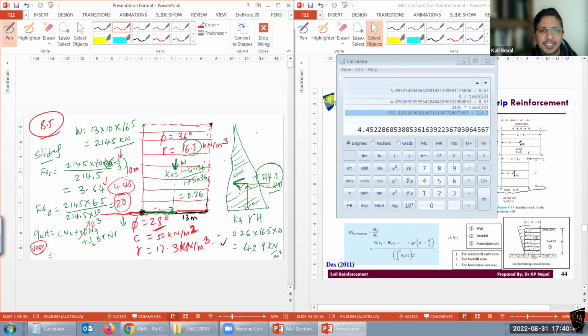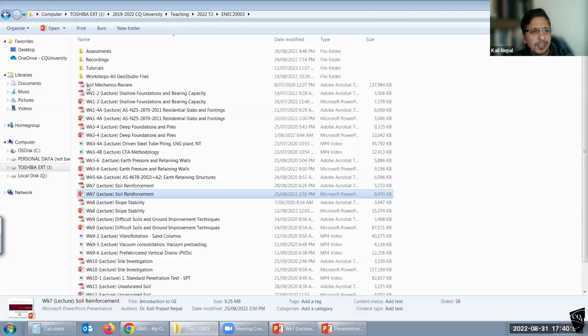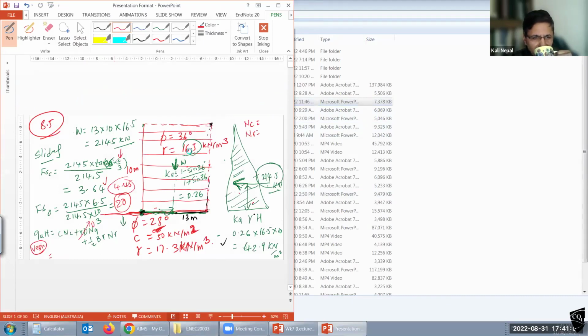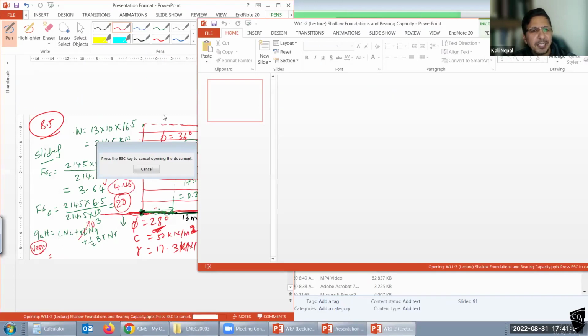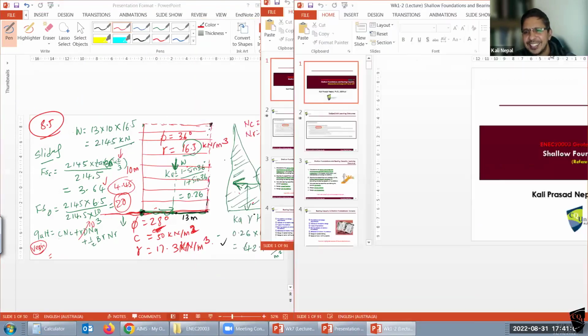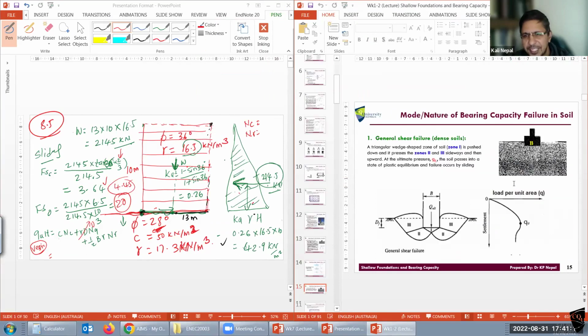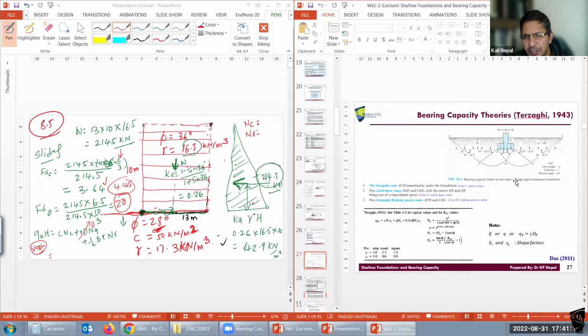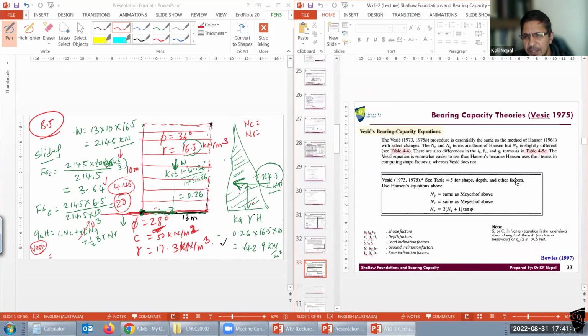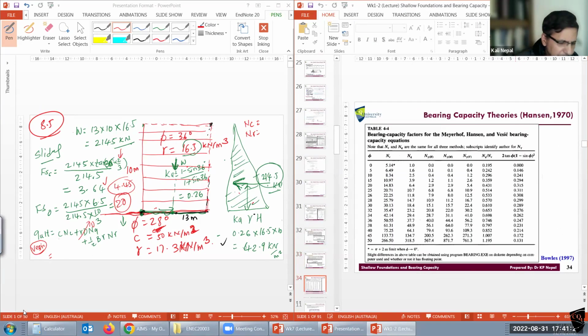So now I'll write here. Nq we don't need, only Nc and N gamma. You need to check the foundation soil, which is 28 degrees. So let's go back to our lecture notes from a long time ago. You can specify any method, not only Vesic; for now, let's just do Vesic. What is the Vesic table? Hansen bearing capacity, that one.